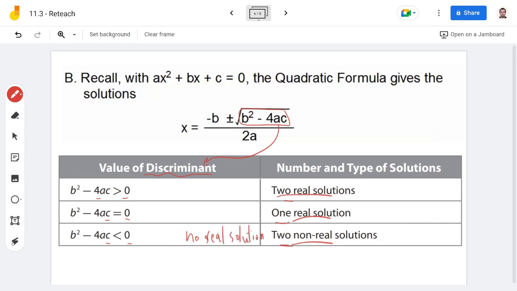No real solution. I told you, no real solutions. That means I have imaginary solutions. So with the imaginary solutions, it has 2 non-real solutions. Non-real means imaginary. Okay? So I have 2 non-real solutions.